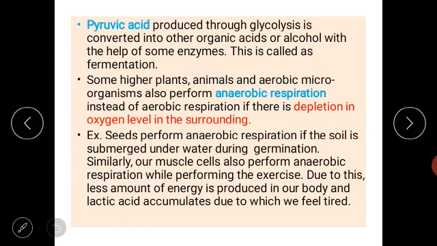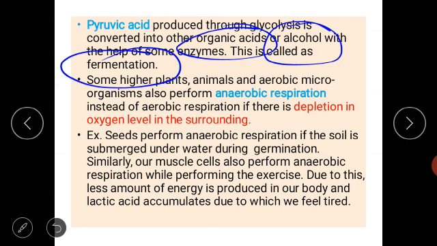Pyruvic acid produced through glycolysis is converted into other organic acid or alcohol with the help of some enzymes. So in anaerobic respiration, pyruvic acid is converted into organic acid or alcohol by the process of fermentation. Now this is the exceptional case: some higher plants, animals and aerobic microorganisms also perform anaerobic respiration.